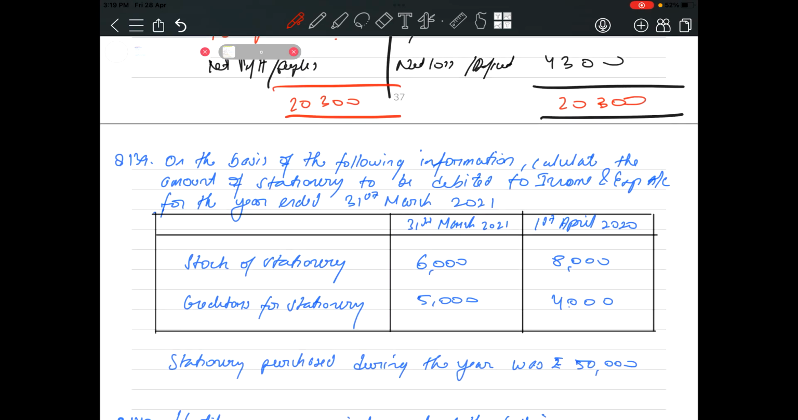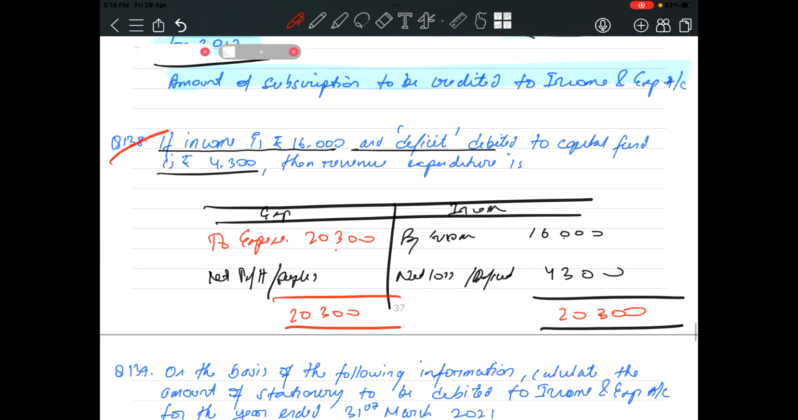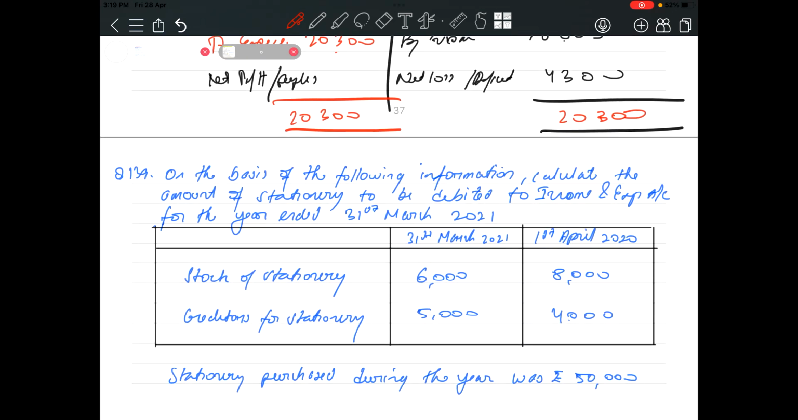Now let's move to question number 139. We are done with 38. Now 39. See, again same question, similar question. On the basis of the following information, calculate the amount of stationery to be debited.